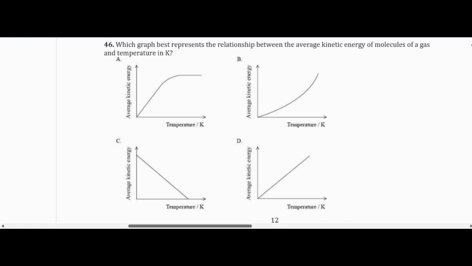46. Which graph is best representing the relationship between the average kinetic energy of molecules of a gas and temperature in Kelvin? Well, temperature is all about the average kinetic energy. So if temperature is increasing, the average kinetic energy of those molecules will also be increasing linearly. D.